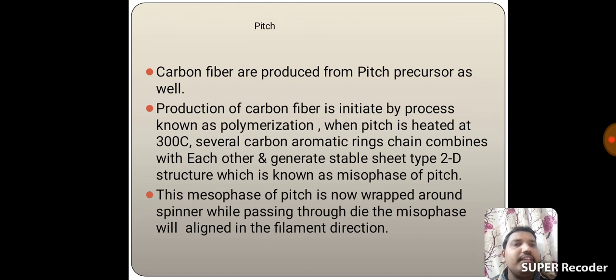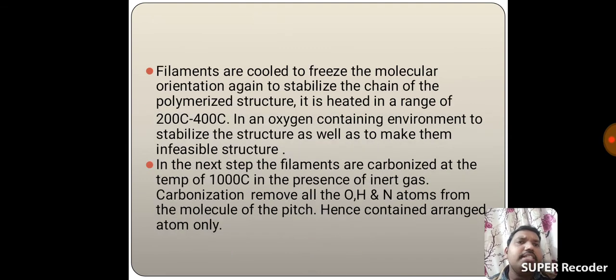The mesophase of pitch is now wrapped around a spinner. While passing through the die, the mesophase will align in the filament direction. Filaments are cooled to freeze the molecular orientation and stabilize the chain of the polymerized structure. It is heated in a range of 200 to 400 degrees Celsius in an oxygen-containing environment to stabilize the structure as well as to make it infusible.